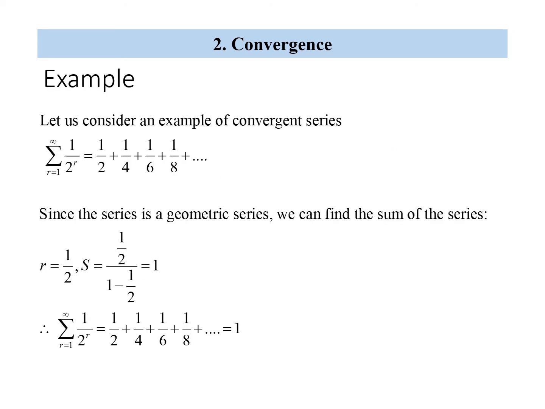Okay, now let us consider an example for a convergent series. Given the summation of 1 over 2^r from r equals 1 to infinity, given the expansion of the series in terms of this, we found out that the series is a geometric series. So same as the previous topic, we can find the sum of the series where r is equal to 1/2. Then the sum of the series is equal to 1. So it means that the series here converges to 1.